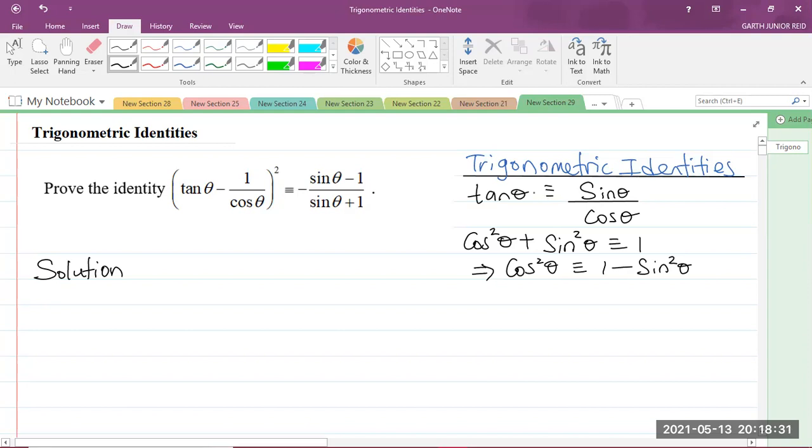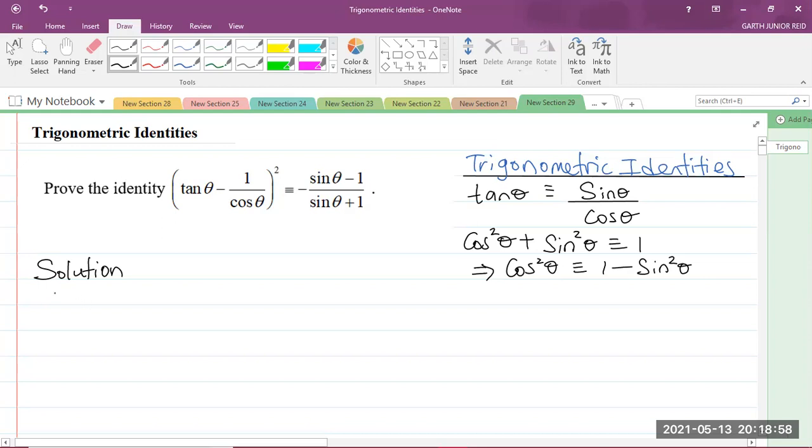Recall that tan theta is equivalent to sine theta over cos theta, and cos squared theta plus sine squared theta is equivalent to 1. If we transpose that identity, rearranging some terms, it implies that cos squared theta is equivalent to 1 minus sine squared theta. Let us now get into the question.